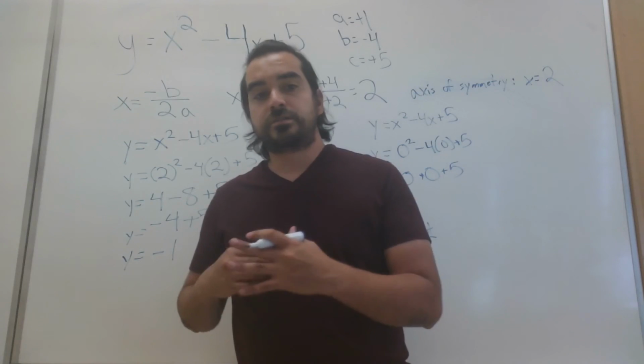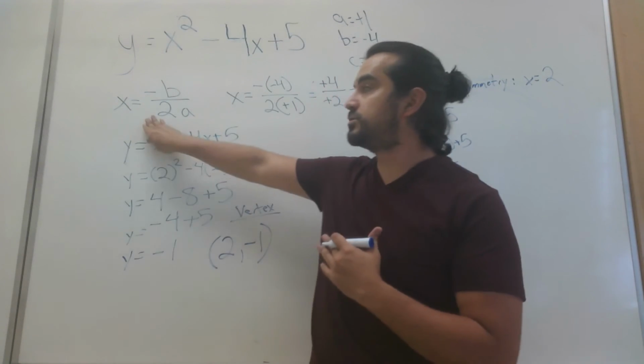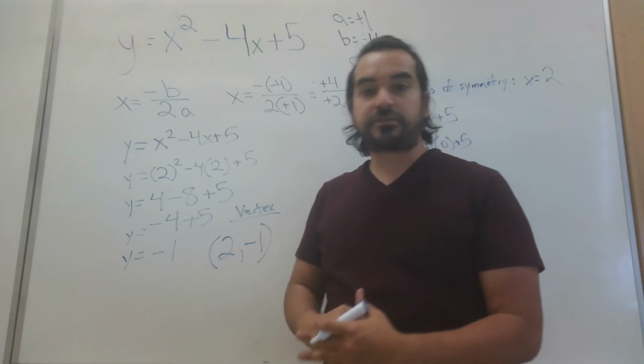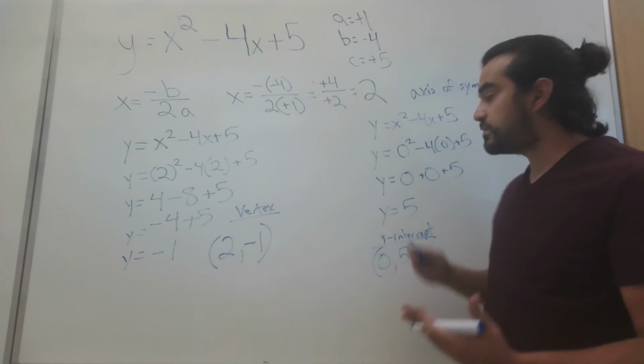So now, we learned how to find the axis of symmetry using the axis of symmetry formula. And this helped us find the vertex. And we also found the y-intercept.